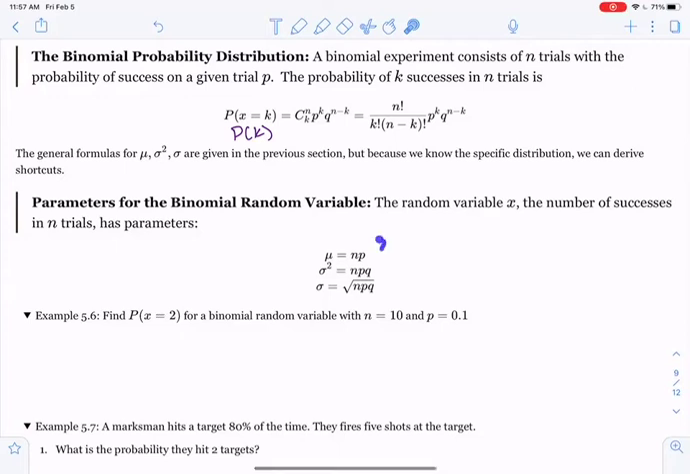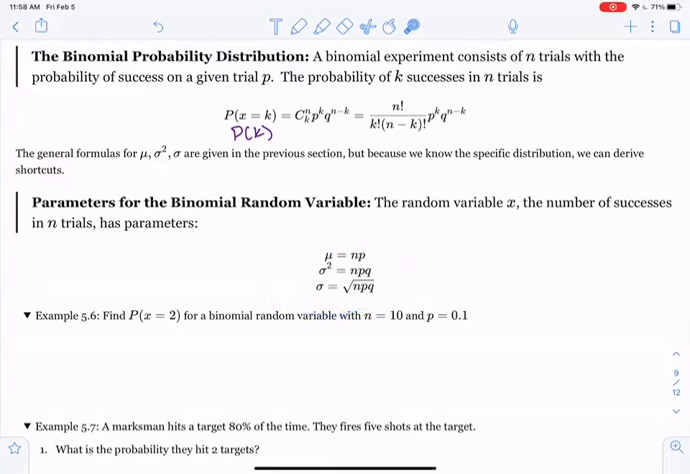For example, the mean, or the expected value of a binomial random variable, is just n times p. The variance is just npq, which makes the standard deviation the square root of npq. So let's just practice this.